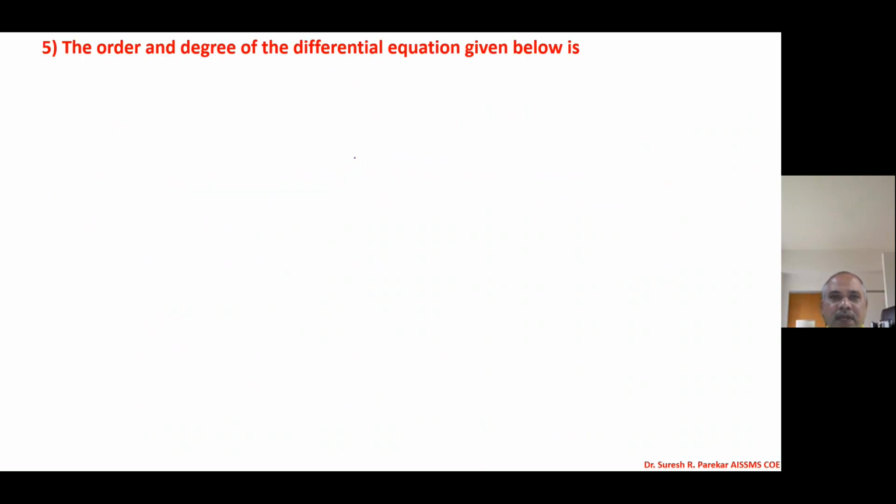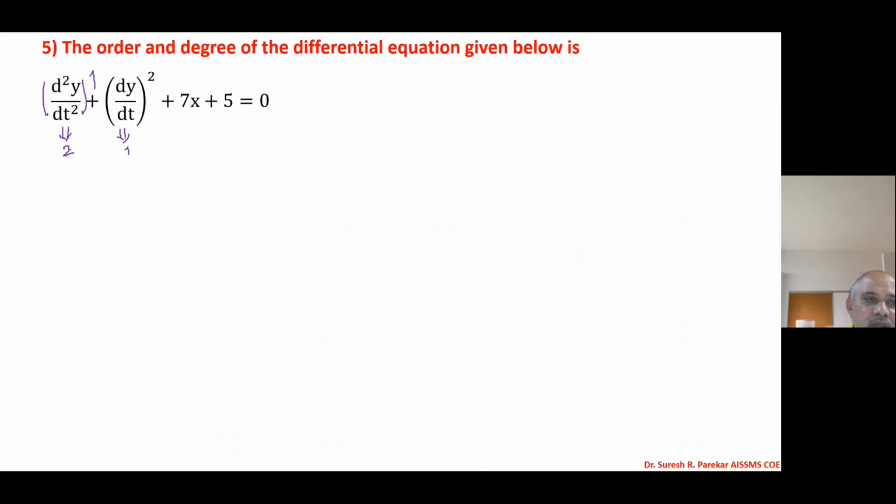Then we have the next differential equation given below. Here directly we can see the order of the highest derivative is 2, and the other is 1. Therefore we have to consider the power of the highest order, which is 1. So we have order 2 and degree 1.